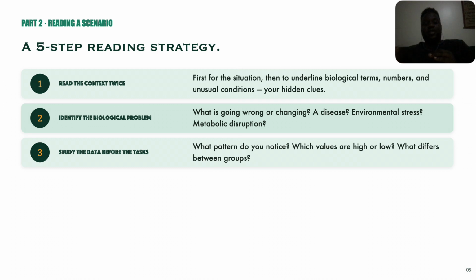Before you even look at the tasks, study the data, identify the baseline, identify the patterns. Which values are high, which values are low? How are they changing? Identify trends. What is the difference between the groups of data given to me? Which one is normal? Which one is defective?